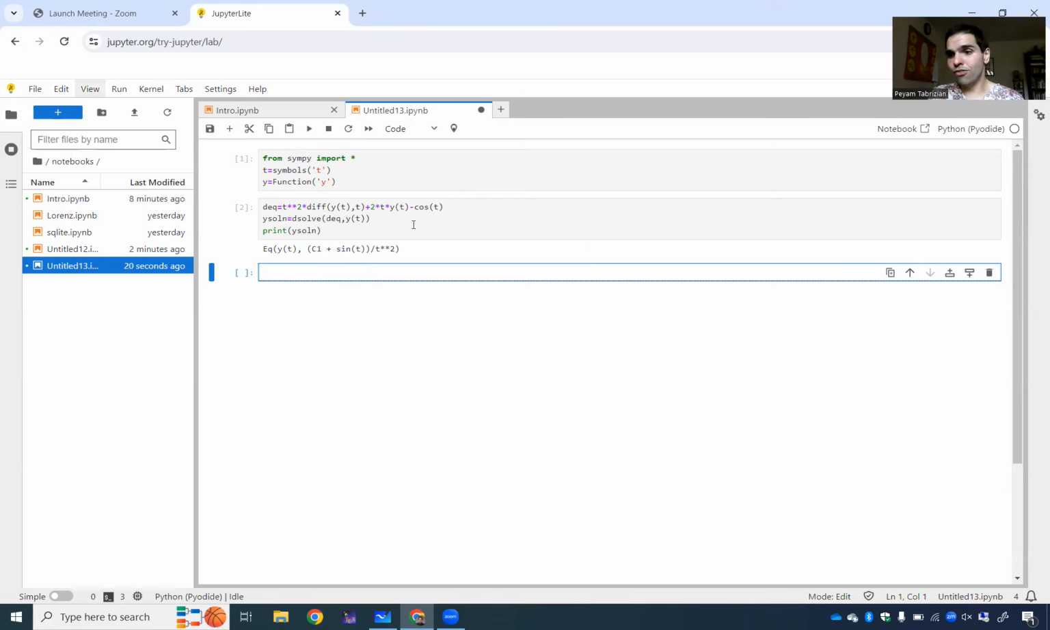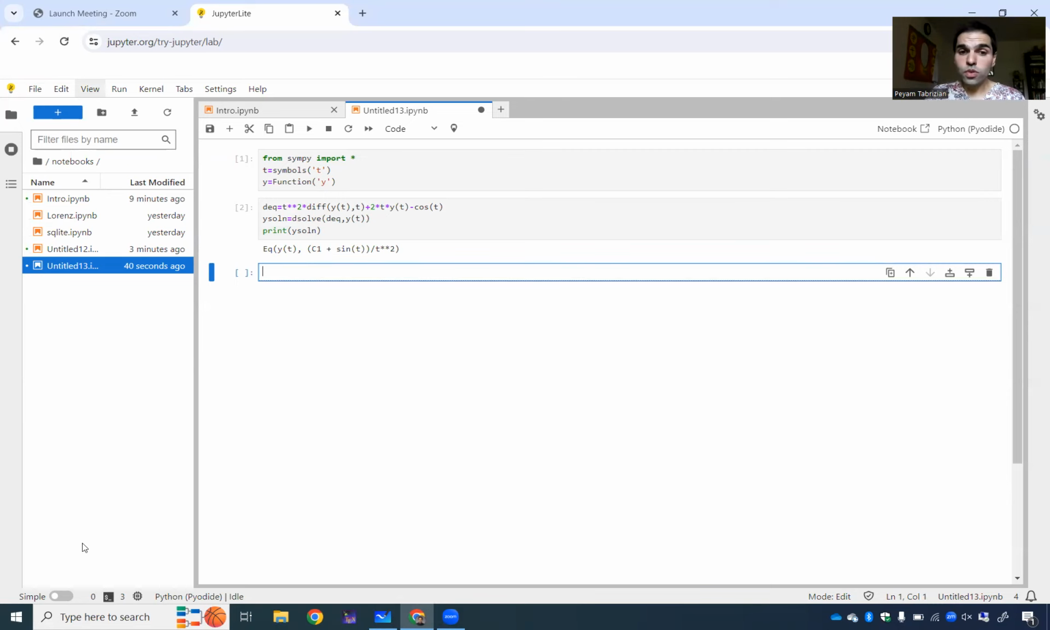So once again, DEQ is the ODE. Make sure to write it in the form equals 0. Double star means square, and dsolve is that beautiful program that solves it. Prints the solution. And by the way, to write things like e to the 2t, you have to use exponential. So e to the 2 times t is exponential.